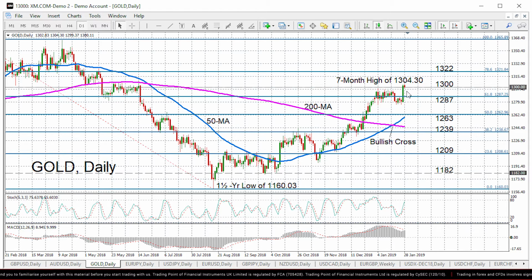We can see gold prices did break above the 1,300 level on Friday, and that level is proving a bit of a resistance area. The prices did reach a 7-month high earlier today.